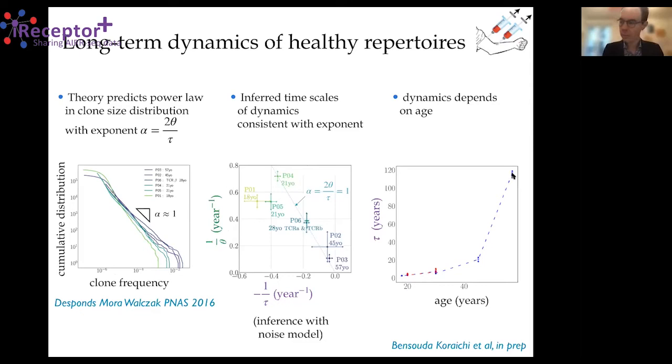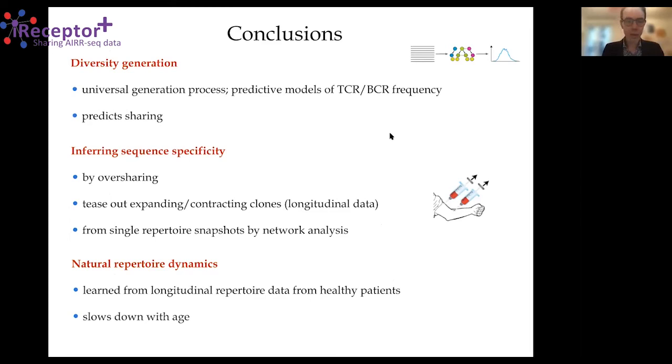All right, so my time is almost up, so it's time to conclude. What I've presented to you maybe can be summarized in three main points. The first part was really about trying to quantify and model the generation of diversity. The main take home message is that this process seems to be pretty much universal. It's predictive, and we can predict sharing with it.